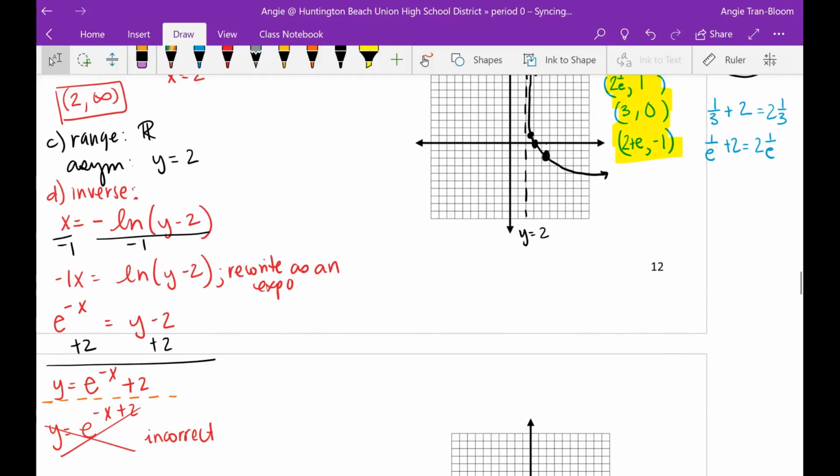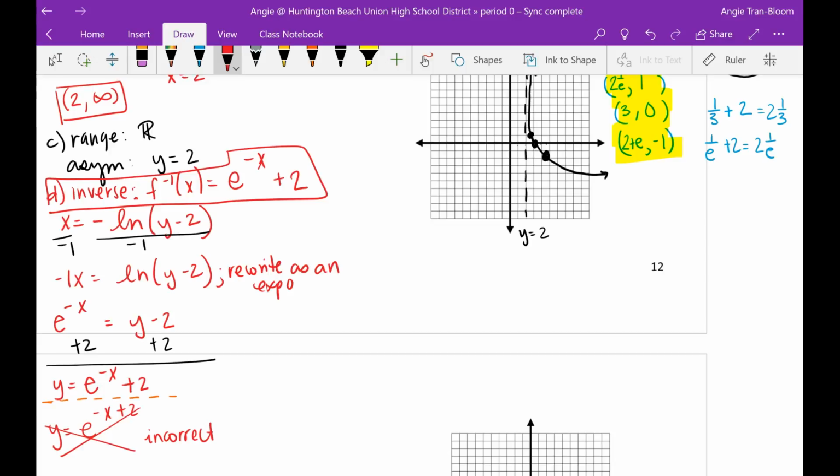So my inverse function is, here we go, f inverse of x is e to the negative x, and then we add 2. Make sure I line that up. Okay, box that up because there's a lot of work involved. I don't want my teacher to be confused.